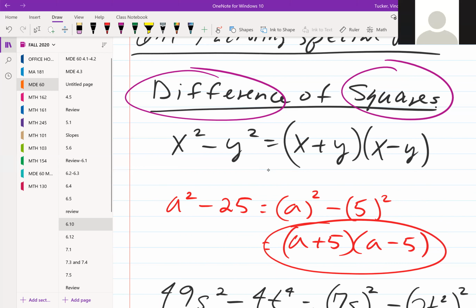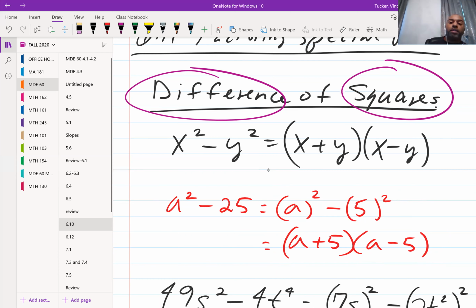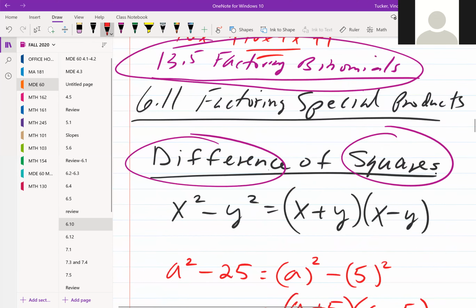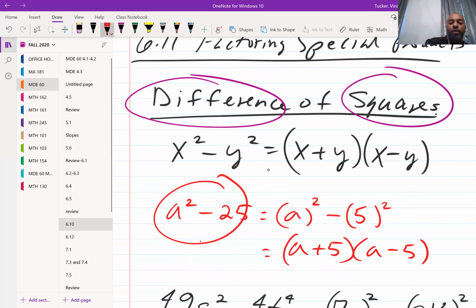So are they looking for actual no solution, just the formula? Well, we're still factoring. Remember, we had the trinomial last class and we broke it down into this. So we're still doing that same thought process. It's just that we have this and we break it down into those two parentheses.